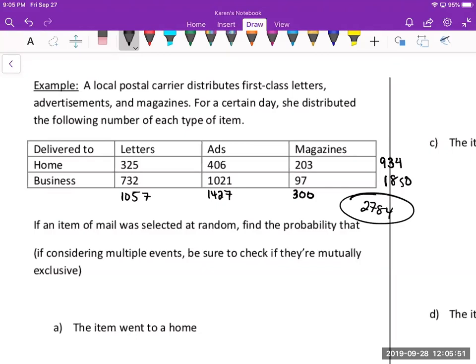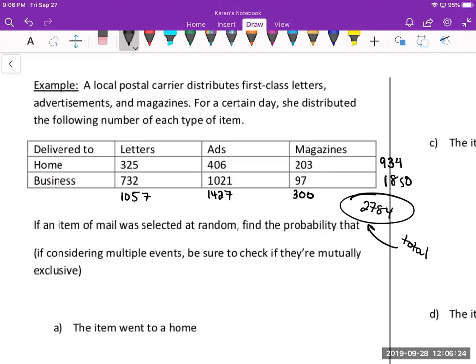That was my mistake. So if I add up the number of pieces of mail delivered to homes and businesses, the 934 pieces sent to homes and 1,850 sent to businesses, I'm going to add those up just to make sure that I get the same number of total pieces of mail of 2,784. It's like a check value. So 934 plus 1,850, and we do get 2,784 pieces of mail in total. This is our total pieces of mail.